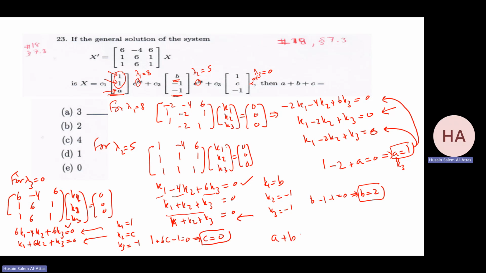So you have a plus b plus c, 1 plus 2 plus 0, which is 3. Or you can solve the equations in each case. That will also be correct.